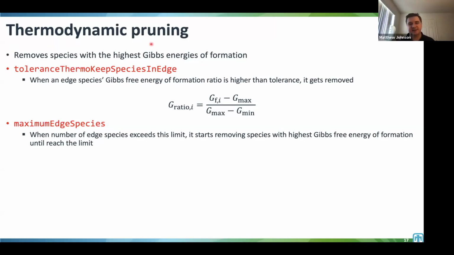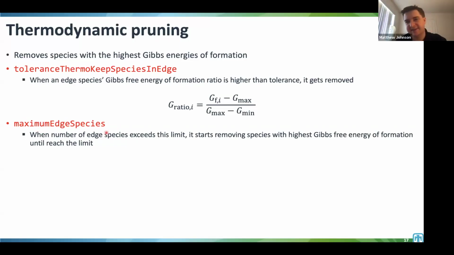Now, thermodynamic pruning is an alternative algorithm. And this tries to remove species that have really high Gibbs free energies of formation and are therefore not very stable. And it does this by computing this Gibbs ratio. So you take the Gibbs free energy of your given species and subtract the Gibbs free energy from the maximum core Gibbs free energy, and divide by the difference between the maximum Gibbs free energy in the core and the minimum Gibbs free energy in the core. And anything that has a Gibbs ratio higher than some set tolerance gets removed.